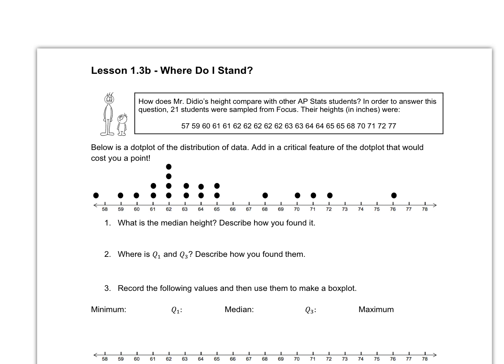It's a pretty good dot plot, but it is missing something that would lose points. What's missing? Units and/or title. It needs something under that x-axis, right? So what should be labeled? Heights in inches. That needs to be under the dot plot somewhere to give it context, right?